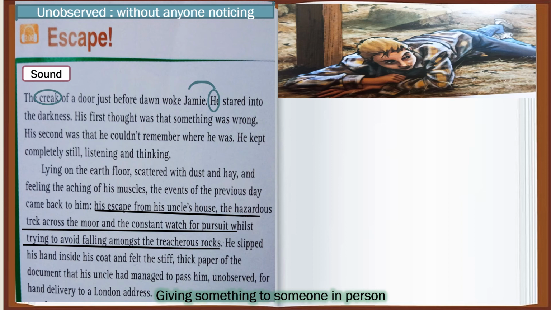Okay. He slipped his hand inside his coat. The first thing he did was put his hand in the coat he was wearing. He felt the stiff thick paper, the paper of the document. He had a document that his uncle managed to pass him. Who gave him the document? His uncle. Unobserved: his uncle told him he wanted him to do it without anyone noticing, without anyone seeing him. For London, or hand delivery to a London address.